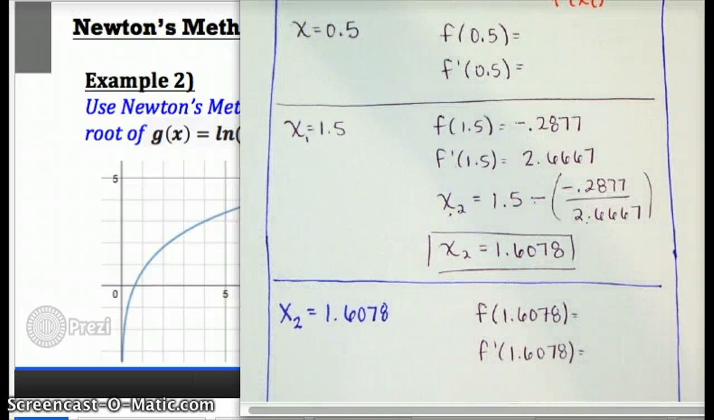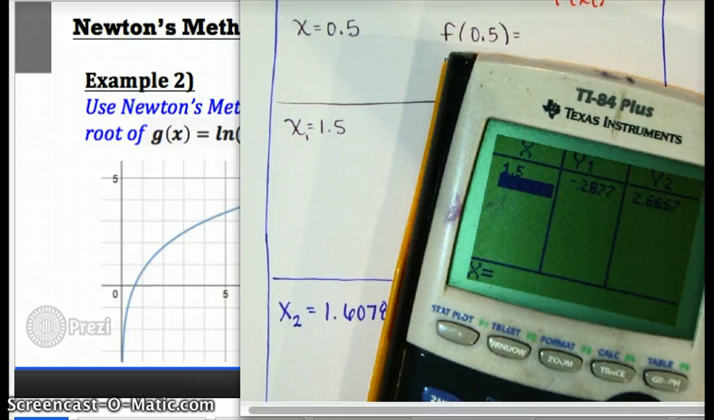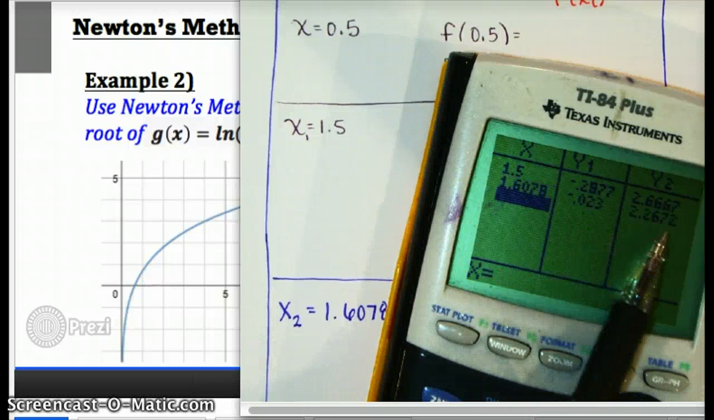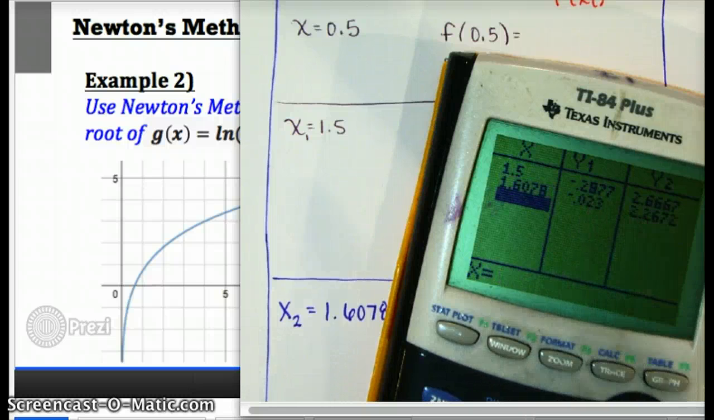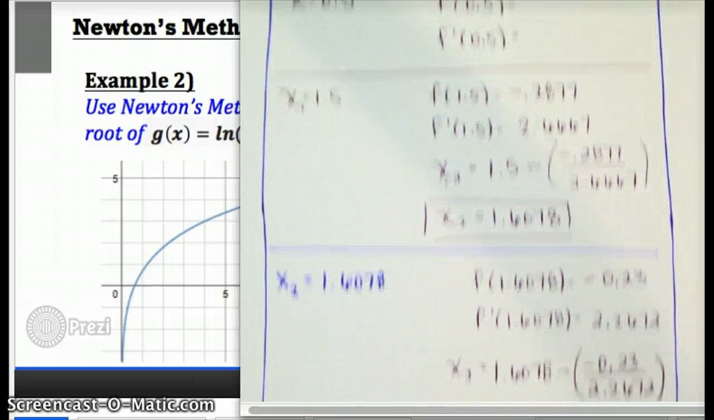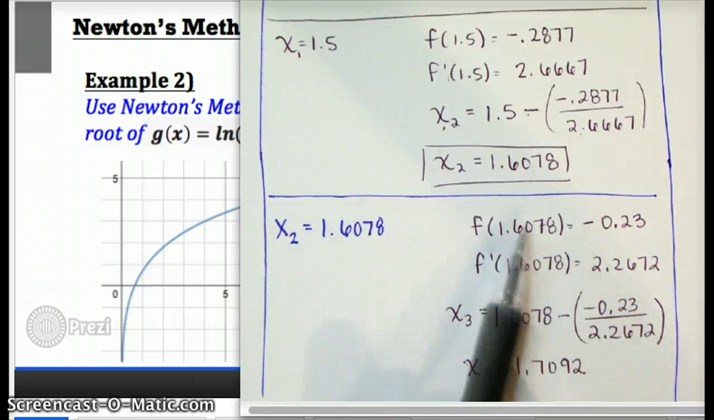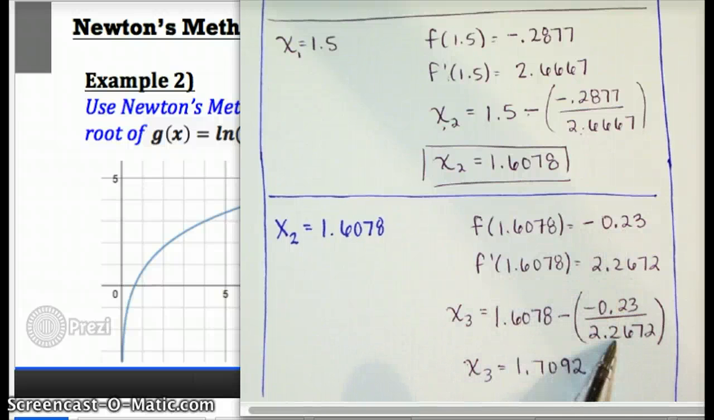And this is where having the equations in your calculator is really convenient, because I can go back to the table without adjusting anything, and all I have to do is type in 1.6078, and I get my two new y values and derivative values. Once I have those two numbers, how do I find x3, the third guess? Right. Plug into the formula: original x value or last x value minus last y value divided by last derivative value. And then we get a new x value.